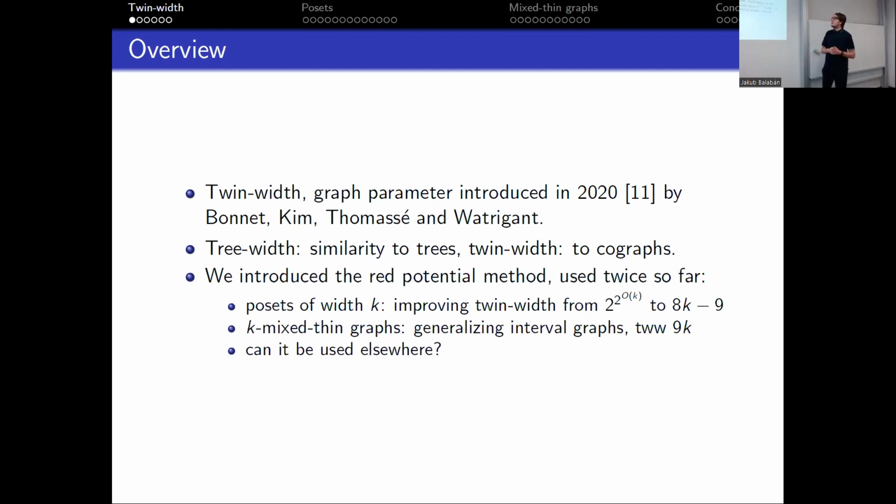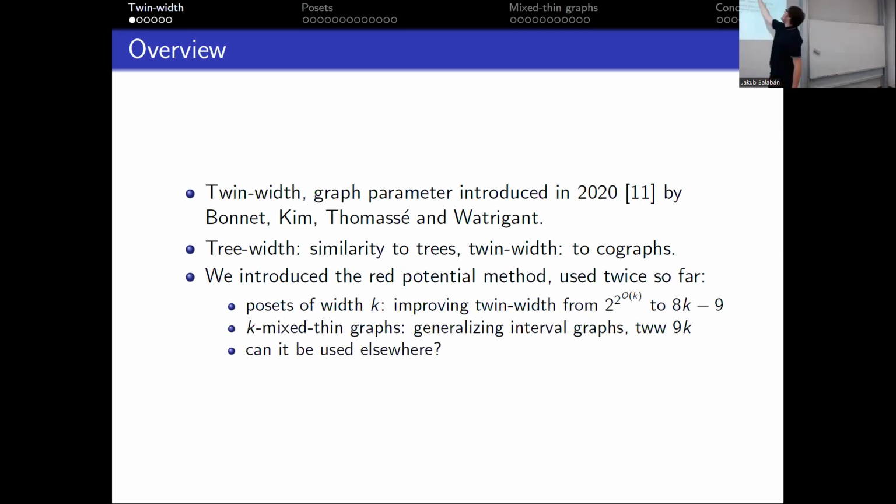Then we used the red potential method also for so-called proper k-mixing graphs, because without the proper they have unbounded twinwidth. This is a new class which we introduced. It generalizes interval graphs as much as possible while keeping bounded twinwidth, and they also have a linear bound. Now we are trying to use it elsewhere, but so far we have only these two examples.